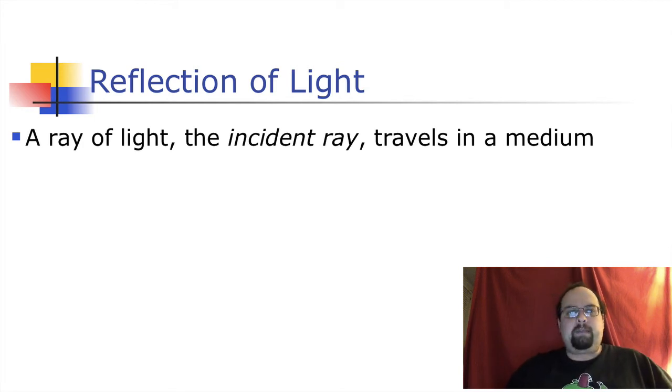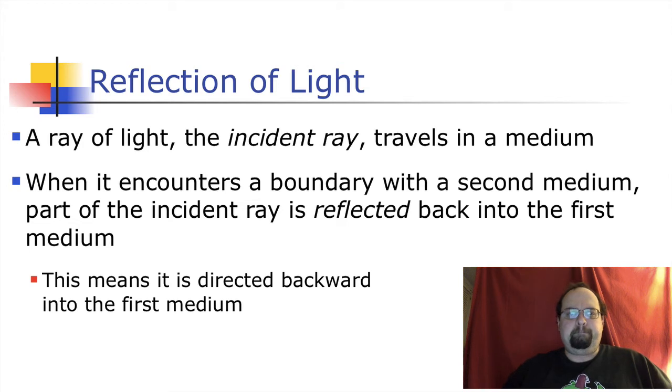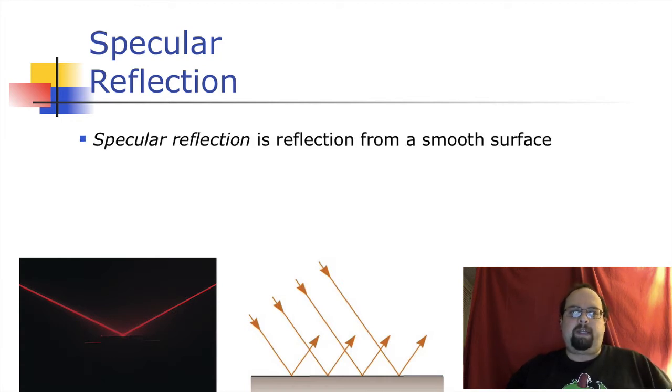The incident ray is the ray that's coming in before it hits the boundary surface. When it encounters a boundary, some of the light is reflected back, and possibly some of it travels through. So some of it bounces backward into the medium that it was about to come into, and some of it will be bent through. When light bounces back, we call that reflection. When light travels through and bends, we call that refraction, and we're definitely going to deal with both.